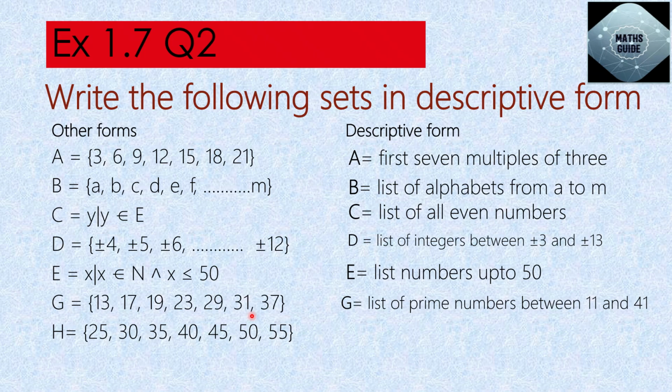As you all know, obviously they are multiples of 5. So we can say that it is the list of multiples of 5 from 25 to 55. This is correct. Starting from 25 up to 55, this is also correct. So we can write a descriptive form in many ways.